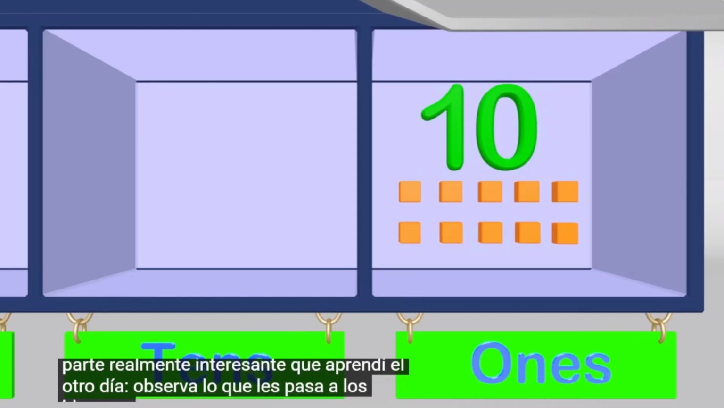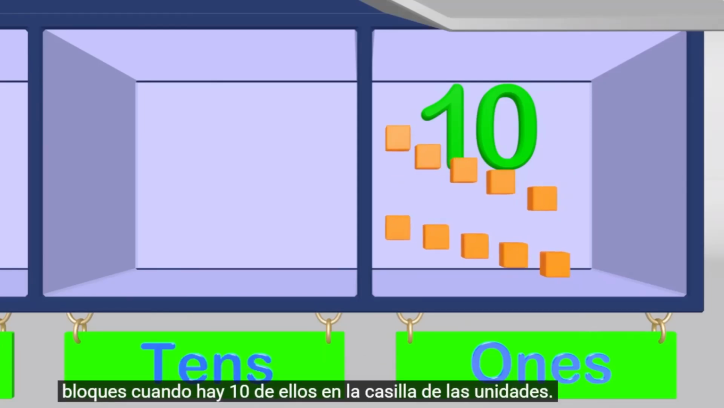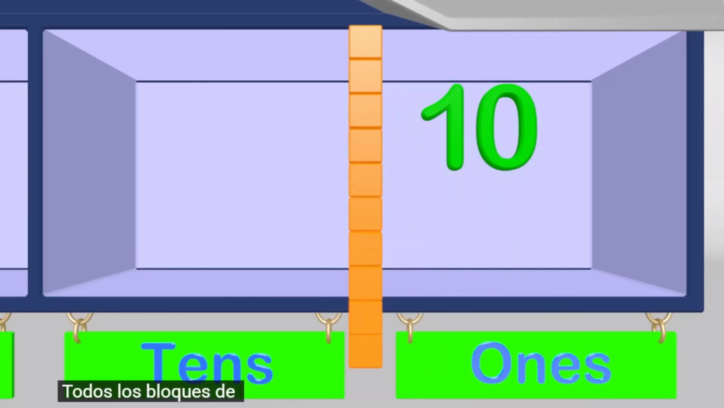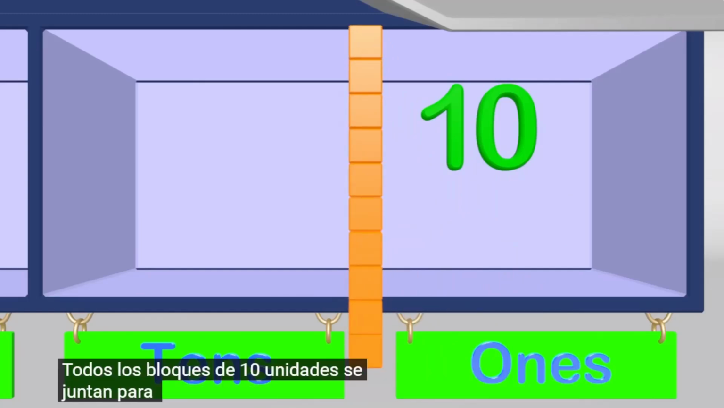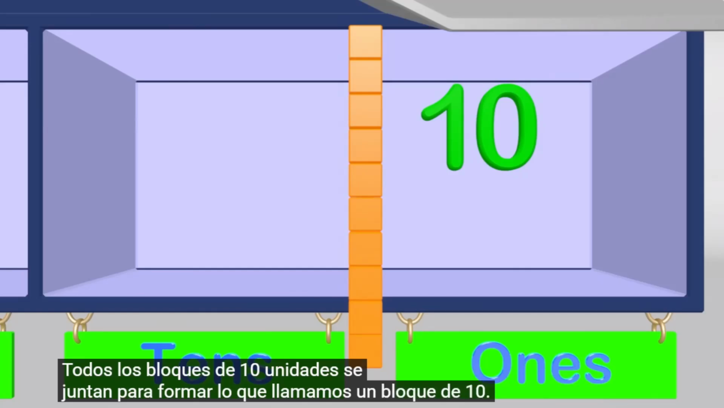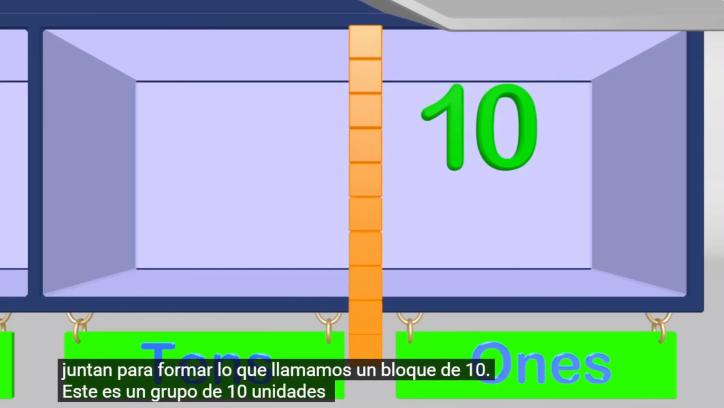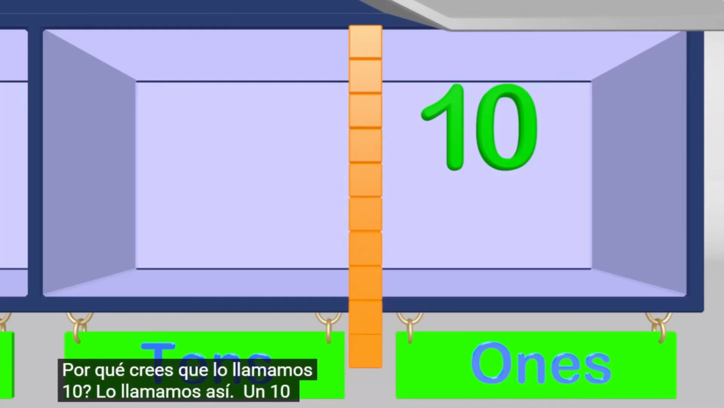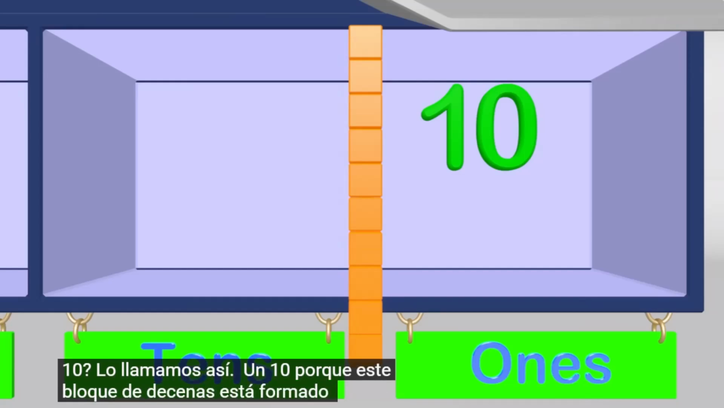Now here is the really cool part that I learned the other day. Watch what happens to the blocks when there are 10 of them in the ones place. All of the 10 ones blocks stuck together to form what we call a tens block. This is a group of 10 ones called a 10. Why do you think we call this a 10? We call it a 10 because this tens block is made up of 10 ones blocks.